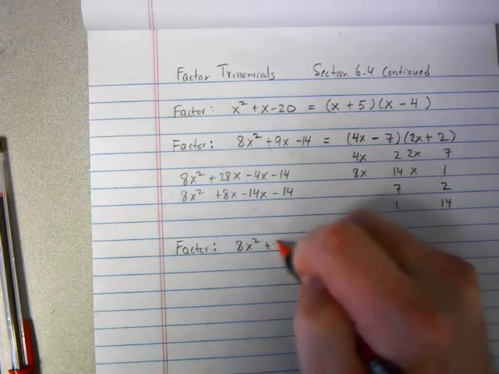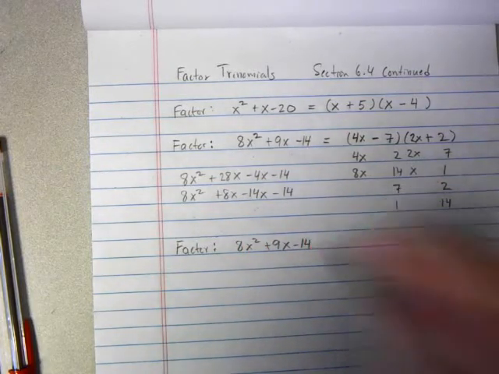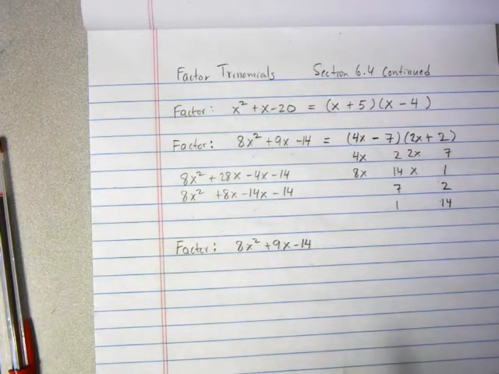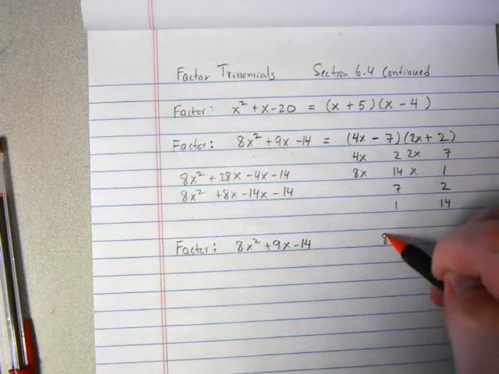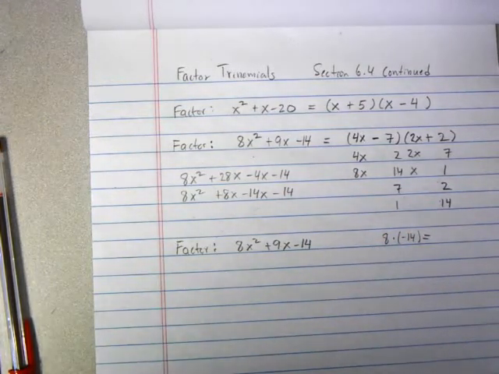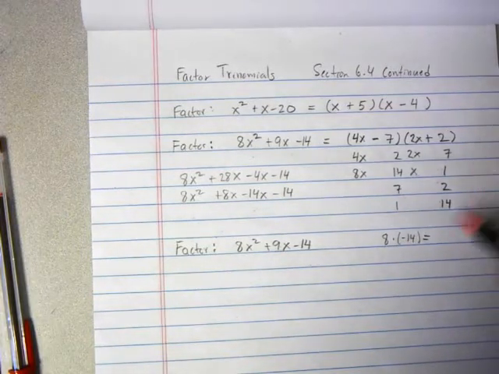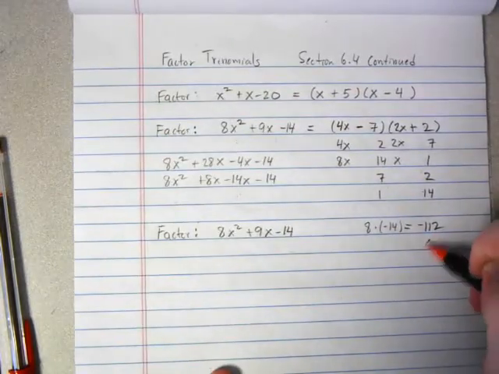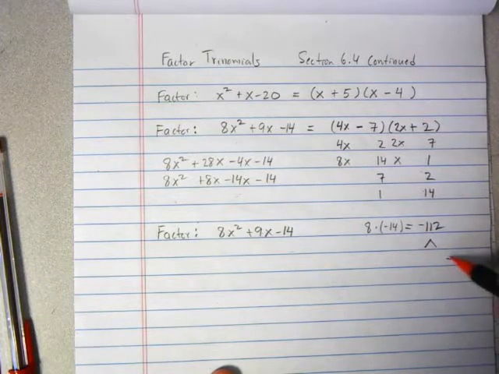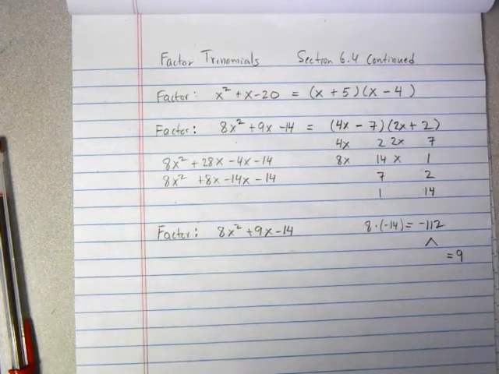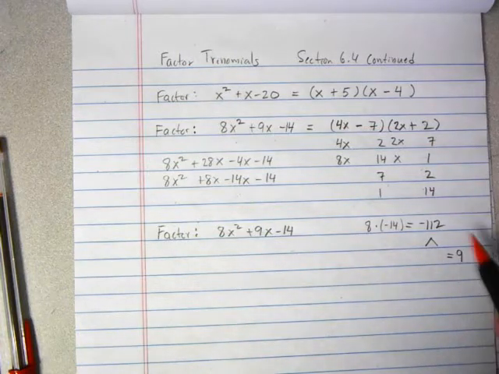So we're going to do something called factor by grouping. And here's the way factor by grouping works when you have a trinomial. You multiply the numbers on the end. So I'm going to take 8 times negative 14. And I grab my calculator, 8 times negative 14. My calculator said that's a negative 112. Now what I need to do is I need to factor negative 112 so that the two numbers add up to 9.